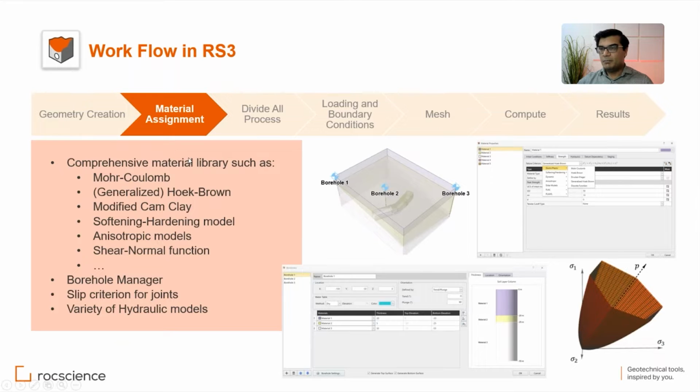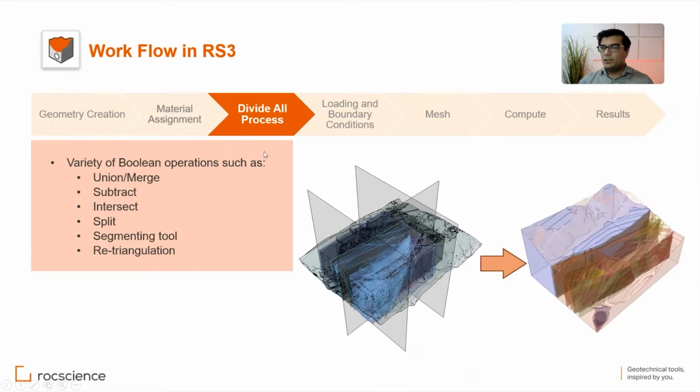Next step is the material assignment. In RS3, we have a comprehensive material library for both soil and rock. We have different constitutive models such as Mohr-Coulomb, generalized Hoek-Brown, generalized anisotropy. Also, we have a borehole manager, so you can define the boreholes, and then based on their location and the thickness of each layer, RS3 is capable of creating the geometry for you. And then you need to do the divide all to find all the intersections between the volumes that you created. The first three parts are shared between all of our 3D packages at Rockscience.